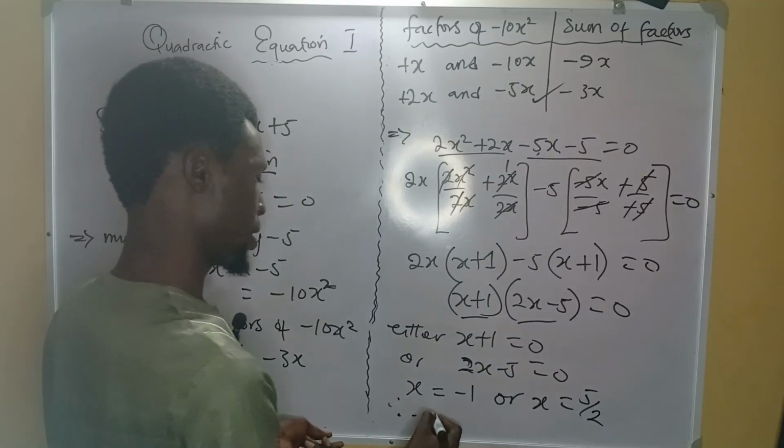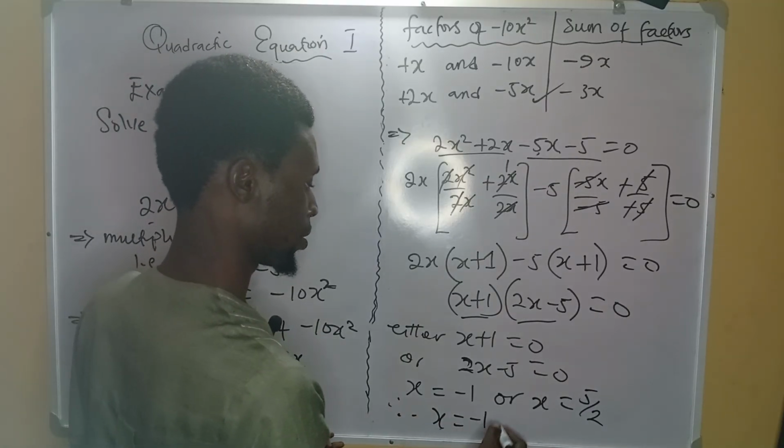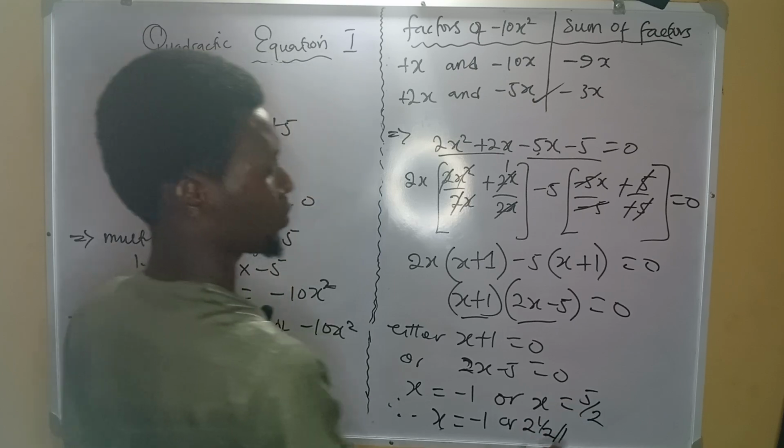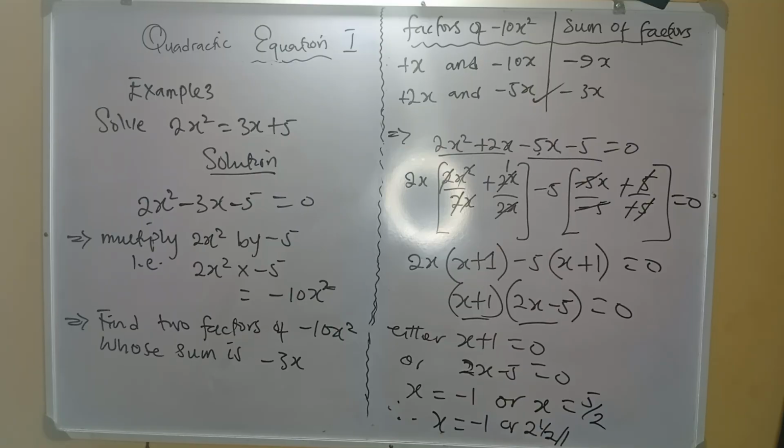So we can now say, therefore, x equals minus 1, or 2 and a half. If we convert 5 over 2 to a mixed number, you have 2 and 1 over 2. So that is how to solve a quadratic equation by the method of factorization.